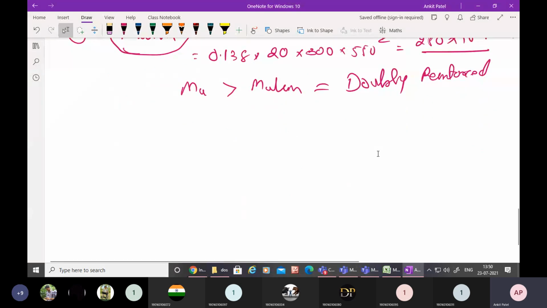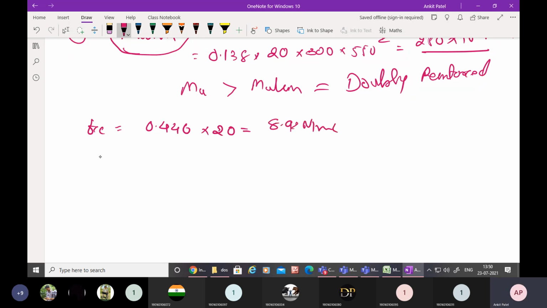Now we need to find the value of FCC. You can neglect it also, so 0.446 into 20. So this answer is 8.92 Newton per mm square. Now we need to calculate the value of FSC. For that we need to calculate d dash by d. So d dash is your 40 and d is your 550. So that answer is 0.073.